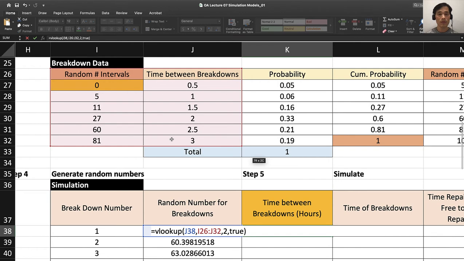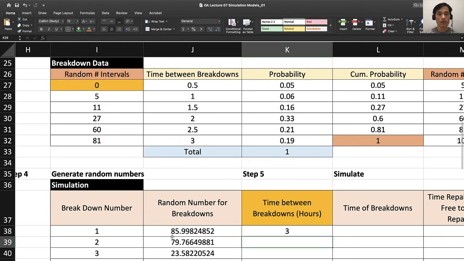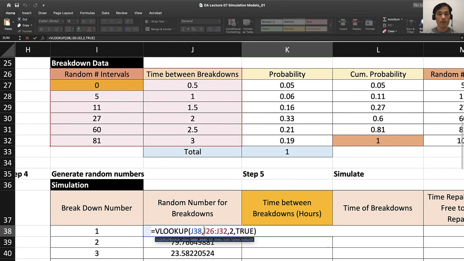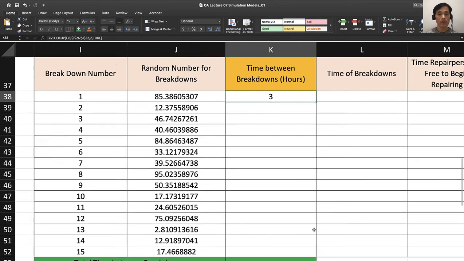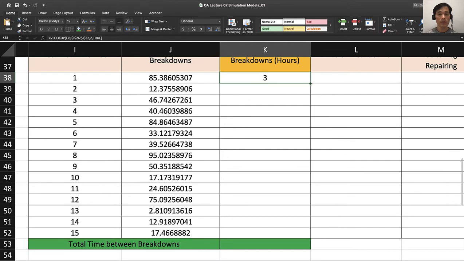So you want to find this. 85 is above 81, so it's this class, and getting 3 is right. And I just need to fix the reference here, I126, J32, and that's done. And we can copy this down.